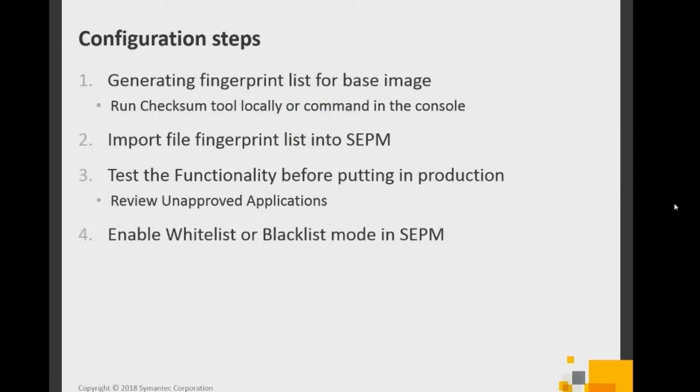The configuration steps: there are 4 steps that need to be implemented. The first one is generating a fingerprint list for a base image. Second, import the file fingerprint list into the manager. And the third one is very crucial: test the functionality before putting into production. Always review the unapproved applications and add the appropriate fingerprint to the list. And the last one, you enable whitelist or blacklist mode in the SEP manager.